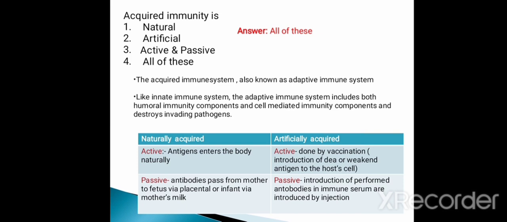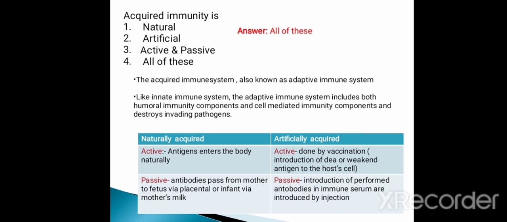Acquired immune system, also known as adaptive immune system. Like innate immune system, adaptive immune system includes both humoral immunity and cellular mediated immunity components and destroy invading pathogens. Naturally acquired active immunity is when antigen enters the body naturally. Naturally acquired passive immunity is when antibodies pass from the mother to fetus via placenta or infant via mother's milk.